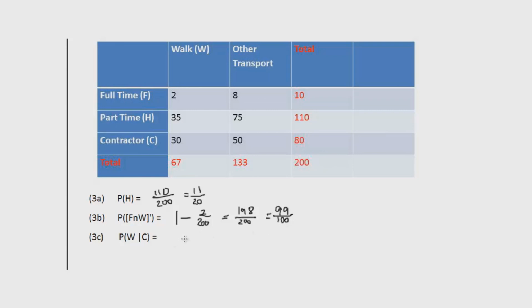Part C. Find the probability of W intersect C. Well, you know the formula for this should be probability of W intersect C over the probability of C. So probability of W intersect C, that represents these 30 people here. So that's 30 out of 200. And probability of C is 80 out of 200. If we tidy this up, we get 30 out of 80, and finally 3 over 8.